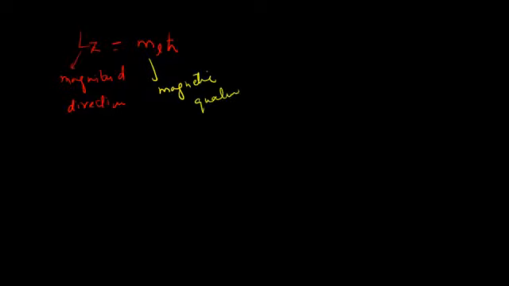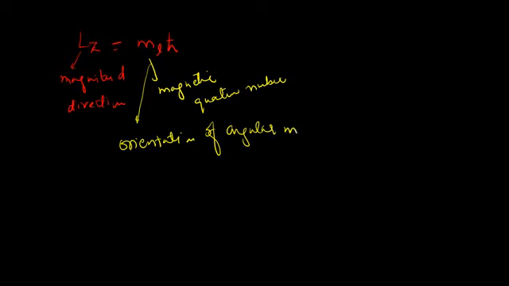Within the magnetic field, the angular momentum can take only specific values, and this magnetic quantum number tells us about the orientation of angular momentum in space. In other words, there is another terminology called space quantization.